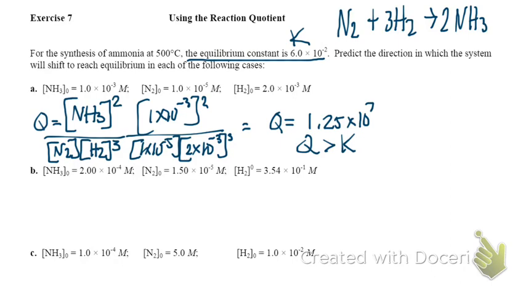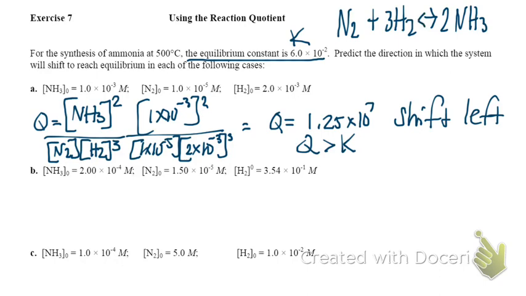Are you sure? Isn't that way less than K? You said negative 7? No, positive 7. Oh, I totally heard a negative. Yeah. So Q is way greater than K. So equilibrium, which we would say shift left. Or you could say the reverse reaction would, because this is actually a reversible reaction. I forgot to write that.